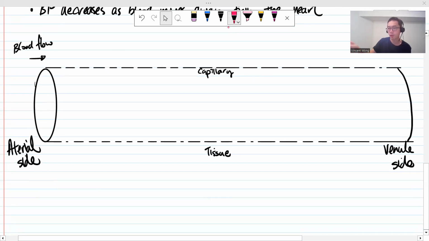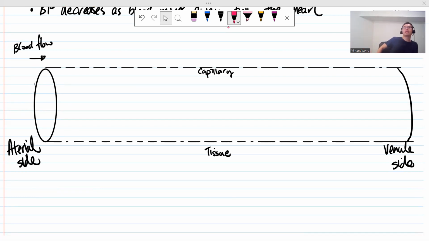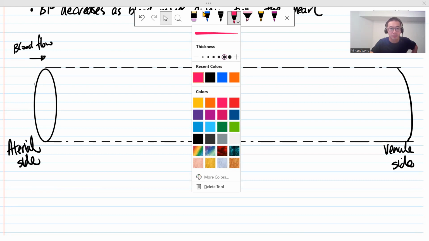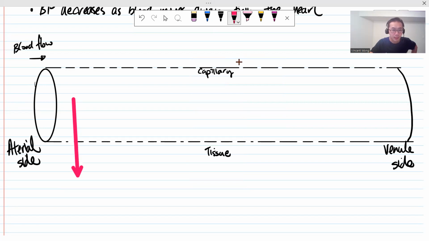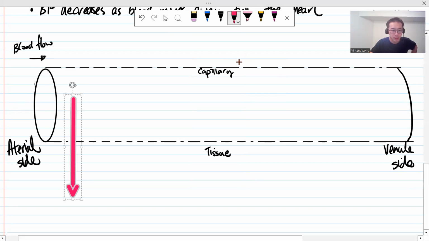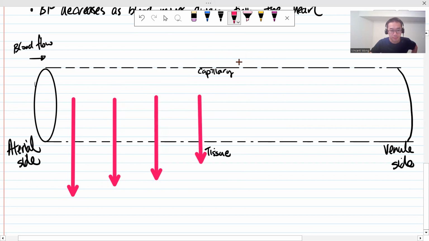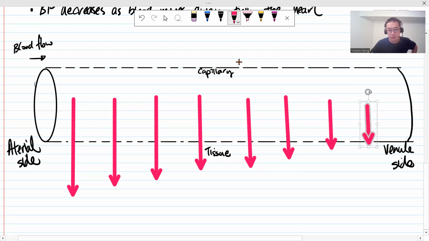And what is the blood pressure doing? Well, just like the water is shooting out, the blood pressure is pushing fluids out of the capillaries. Okay, so we're gonna have fluid coming out of the capillary like this. Remember, I'm saying fluid, I'm not saying blood. It's just the liquid portion that is being pushed out. And as you move towards the venous side, it gets weaker and weaker.